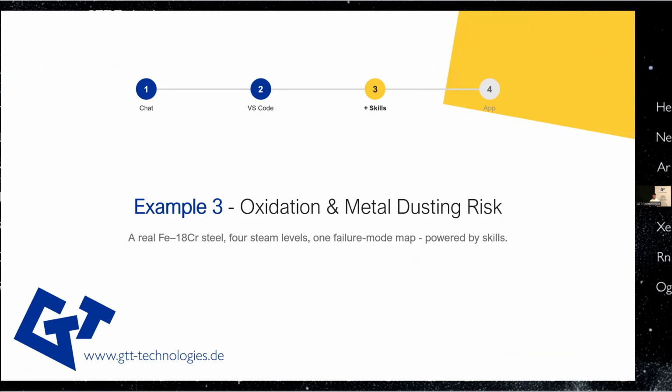So, with all this new context, a lot more domain knowledge, what can we ask for? Let's try with real steel, stainless steel, different steam levels in the atmosphere, and we want one failure mode map plotted in a nice way. So oxidation even included, not only metal dusting.